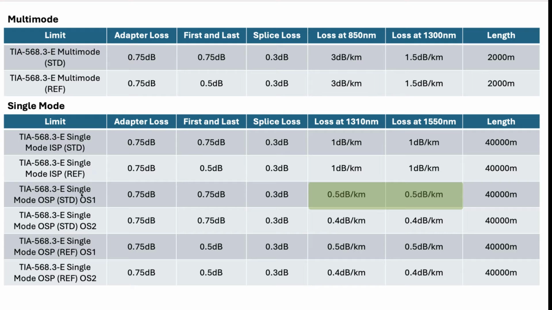If we're using outside plant fiber, for OS1, we allow 0.5 dB per kilometer at both wavelengths. If we're using OS2, we allow 0.4 dB. But you'll see that the difference between the STD limit and the REF limit is the amount of loss we allow for the first and last connector.